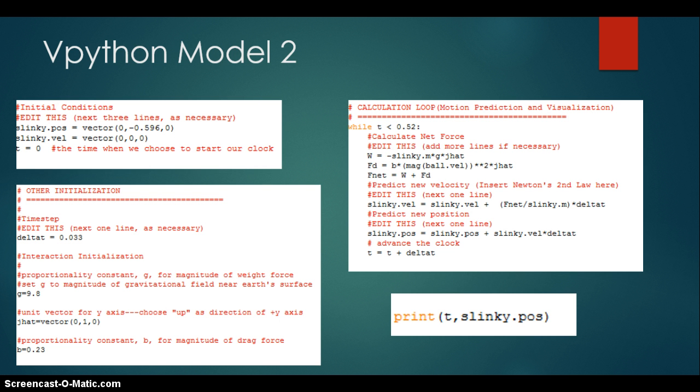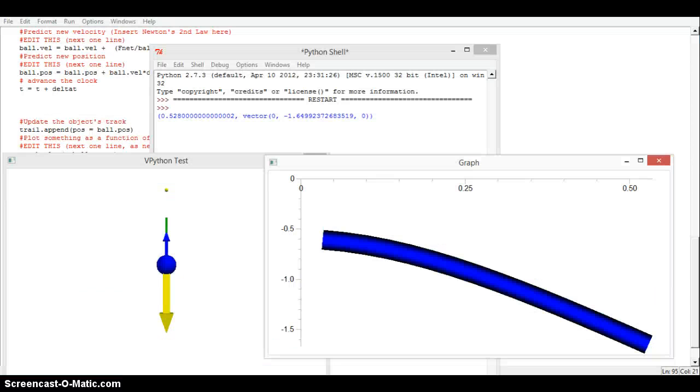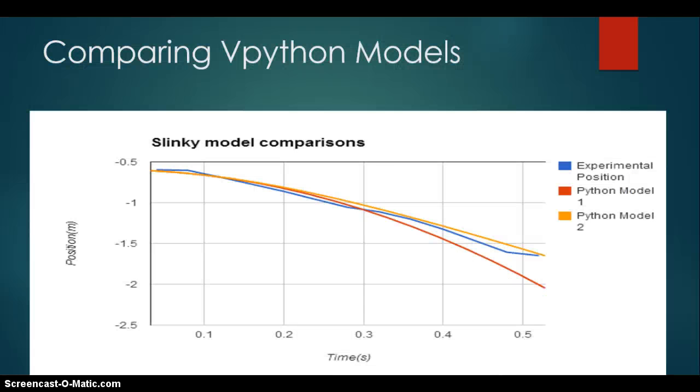In the VPython model 2, the initial conditions are the same as in VPython model 1, and the only difference in the other initializations is that we have a proportionality constant. And for the calculation loop, we added drag force. When we run this code, we obtain that the final y position equals negative 1.649, which is very close to the negative 1.648 final position we obtained from Tracker.